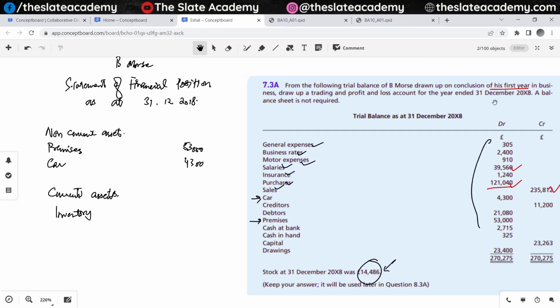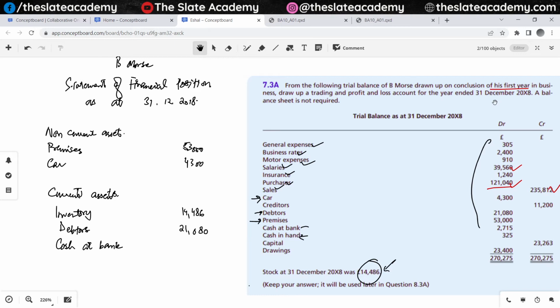So inventory I write 14,486, and then after that I write debtors. Debtors and accounts receivable are the same thing. So debtors are worth 21,080. Those are the debtors. Then I have got cash in hand and cash at bank. Now I write cash at bank.